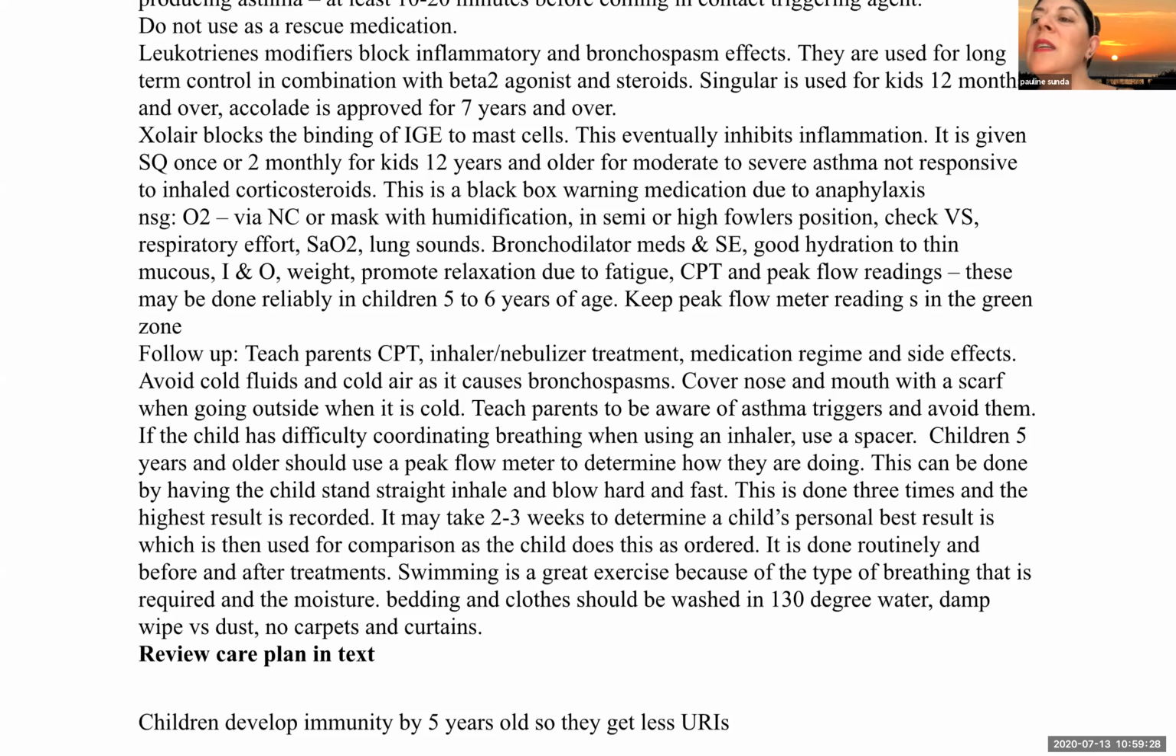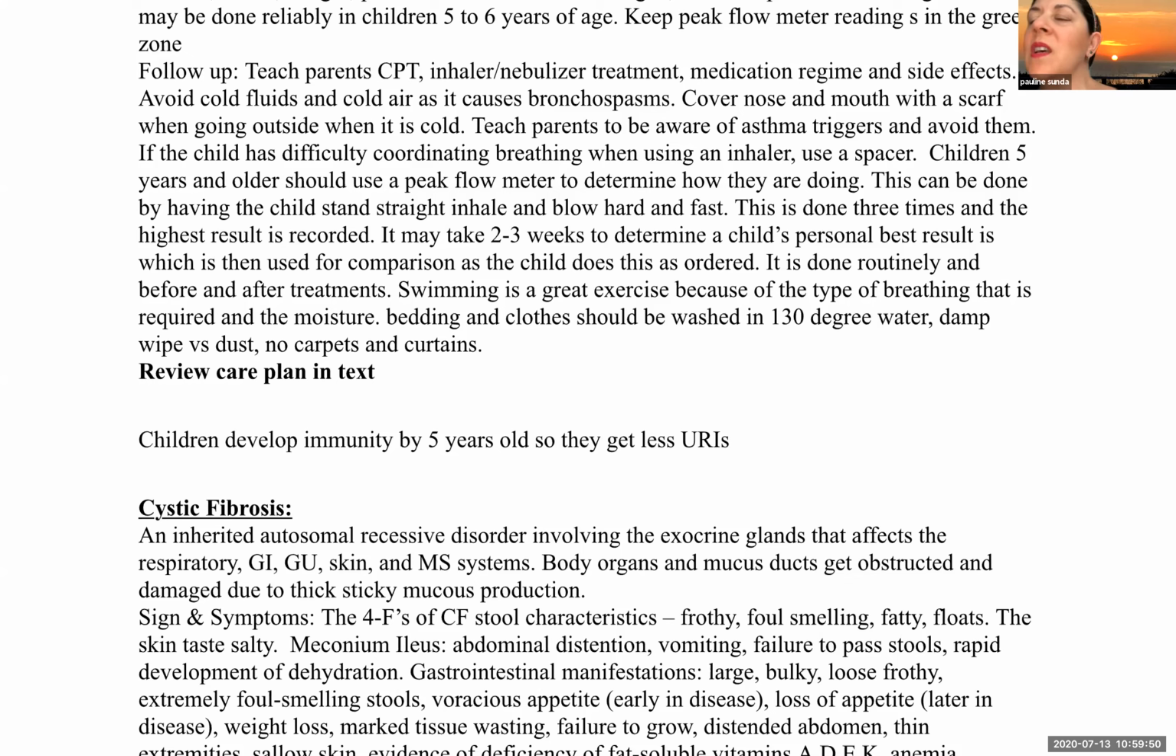Follow-up. Teach parents chest physiotherapy and inhaled or nebulized treatments. Teach them the medication regimen and the side effects. We want these children to avoid cold fluids and cold air because this can actually cause bronchospasms. So when they're going outside and it's cold, they should cover their nose and mouth with a scarf. Teach parents to be aware of asthma triggers and avoid them.